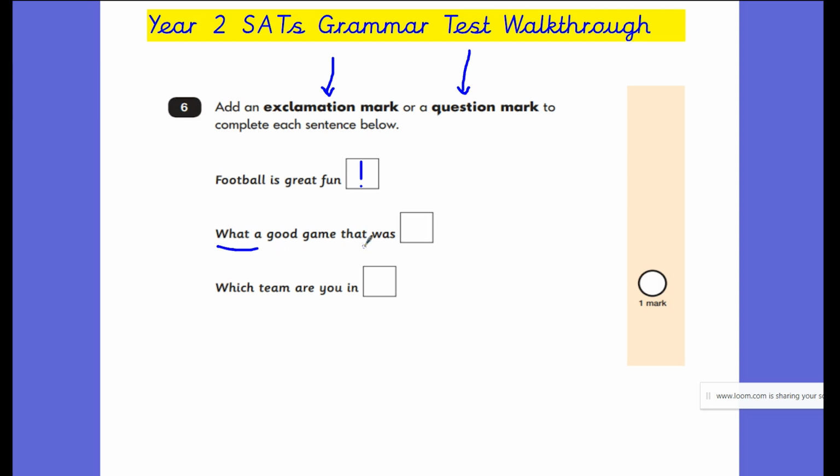This is actually an example of an exclamatory sentence because it begins with the word what and it ends with the word was. Now, we teach the children that exclamatory sentences normally start and end with these words, and therefore this one also should be an exclamation mark. Which team are you in? We have a question word here with the word which, and it's asking somebody a question, so it's going to be a question mark. Okay, so exclamation, exclamation, question mark for question 6.